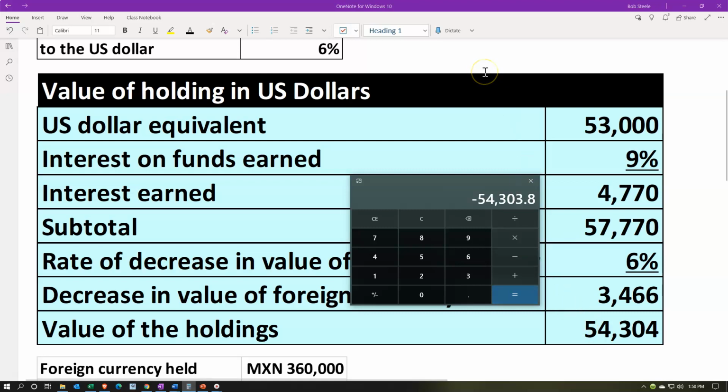Or we can say if we take 100%, or 1 minus 0.06, that means we're still leaving 94%. And then we can just take that 94% times the 57,770. That's going to give us our 54,304.